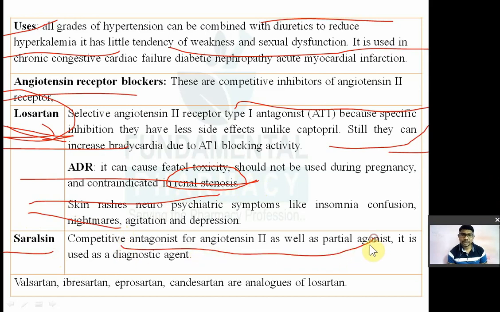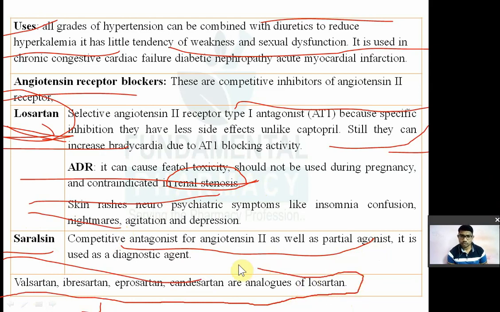It can be used as a diagnostic agent. Other drugs are valsartan, irbesartan, eprosartan, candesartan. They are analogs of losartan, and their effect is similar to it.